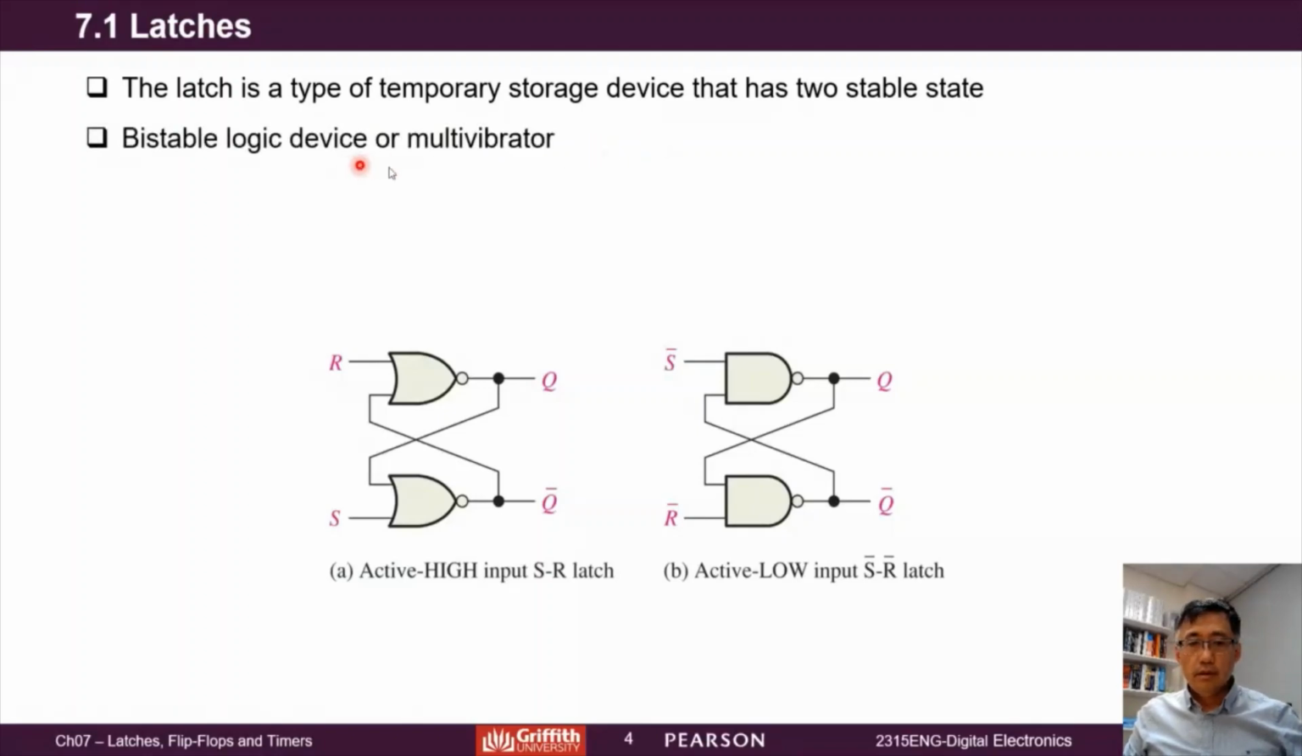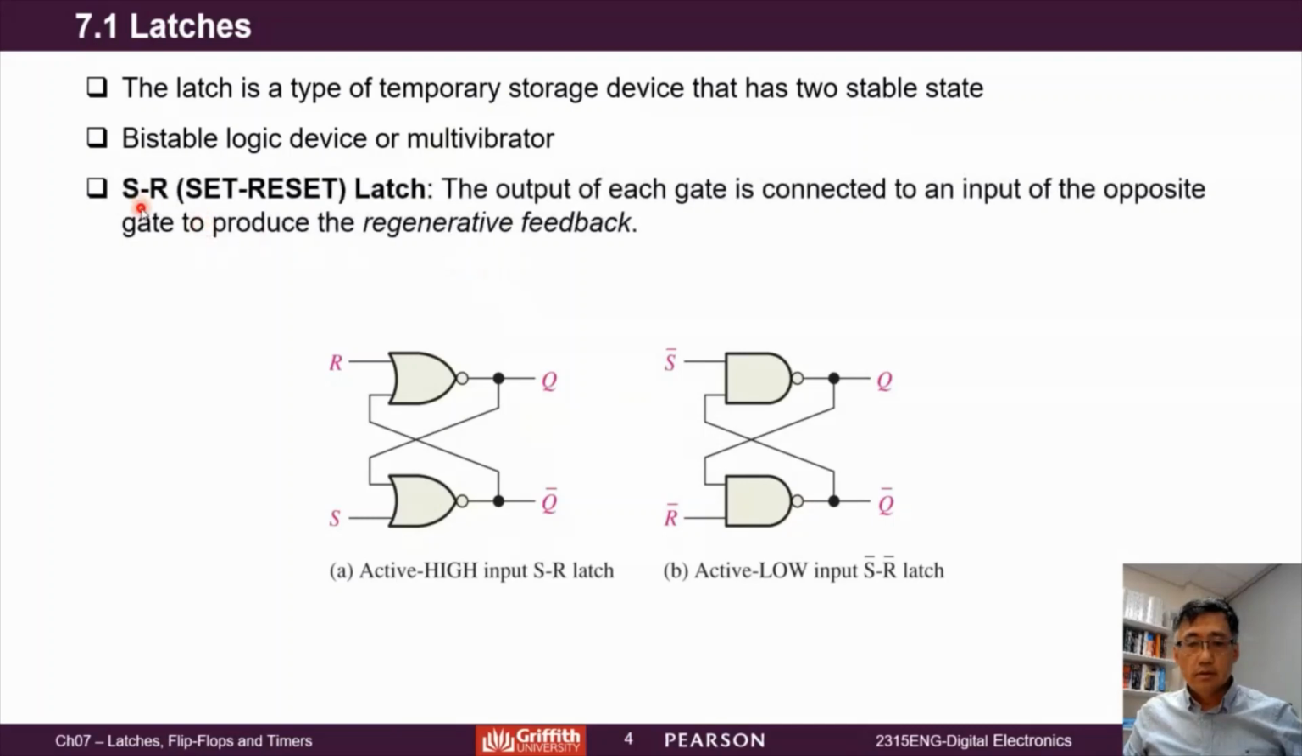All right. So this one has two stable states. One is called set. One is called reset. Okay. All right. So set, reset, latch. We want to set means we make the Q to be high. We make the latch to be high. Then with reset, we make the output Q to be low. Okay. We reset the latch. Okay.